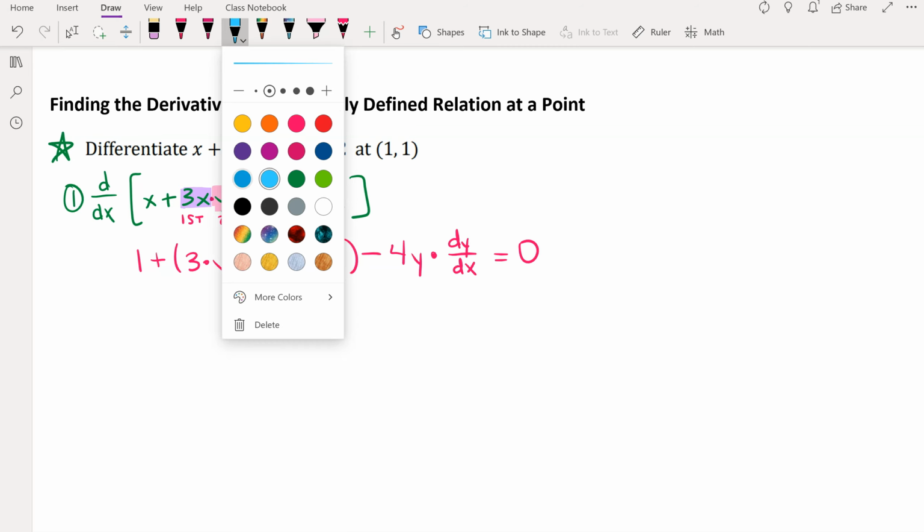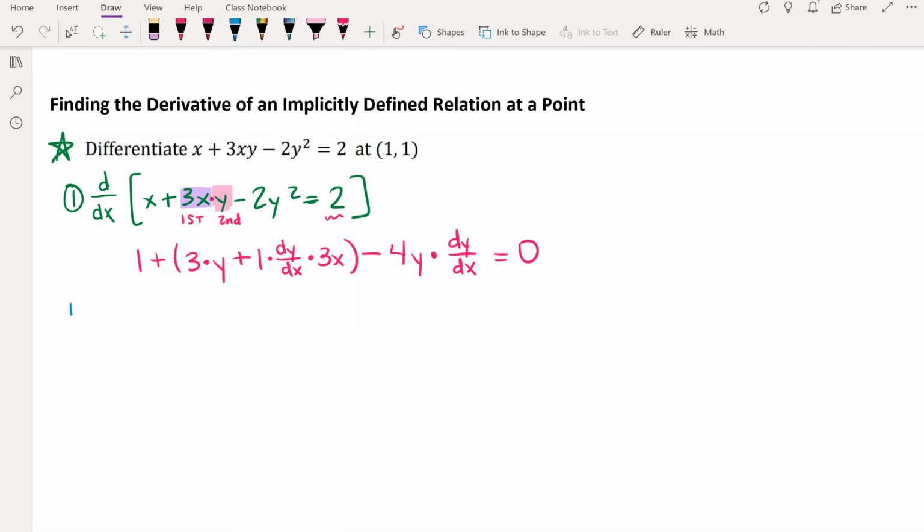Okay, step 2 said isolate dy/dx. So in step 2, we need to get the dy/dx on the same side of the equal sign, and we may have to factor out a dy/dx if necessary. So the first thing I'm going to do is erase the parentheses. So 1 plus 3y, and the dots to represent multiplication. I'm just going to clean this up a little bit. I'm going to put the 3x in front of the dy/dx here. I like to have that in front. Then we have minus 4y dy/dx equals 0.